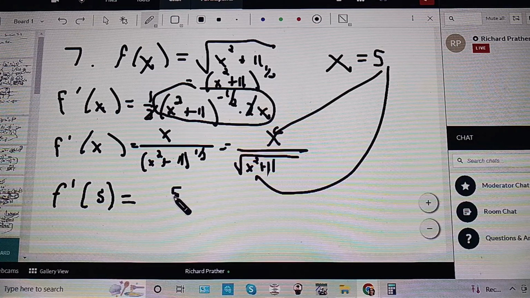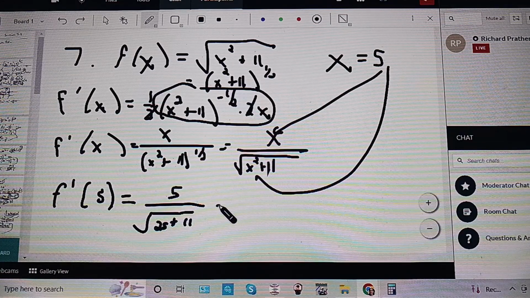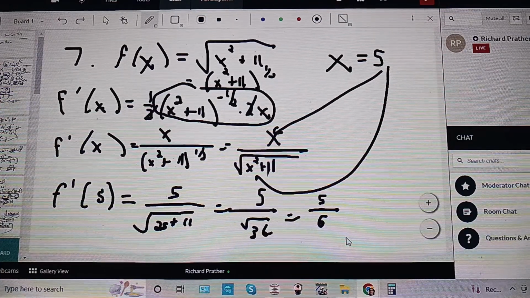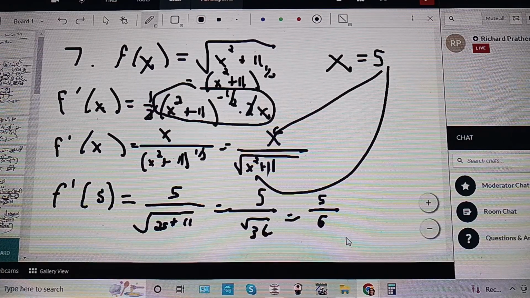So that's why, even though before we didn't have to do it, it's always good to know how to do it, because sometimes it's more convenient to do these other methods. So square root of 5 squared is 25, plus 11. That's square root of 36. Square root of 36 is 6. So the derivative at 5 is 5 over 6. That's the slope of the tangent line. So we know half the answer right now.